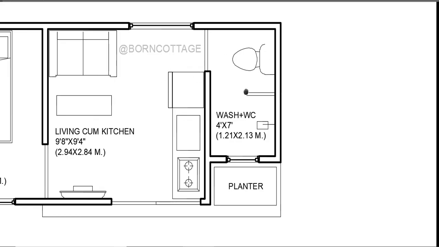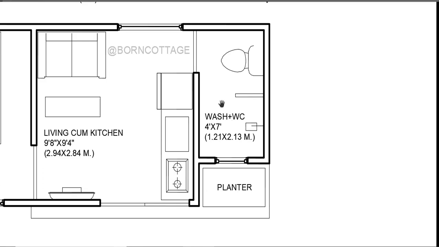On the right side we have common use washroom plus water closet. Here the size of the washroom is 4 feet into 7 feet, in meter 1.21 into 2.13 meter. You can see here the water closet and the shower area, and both are separate. We have a ventilator for ventilation of this washroom.